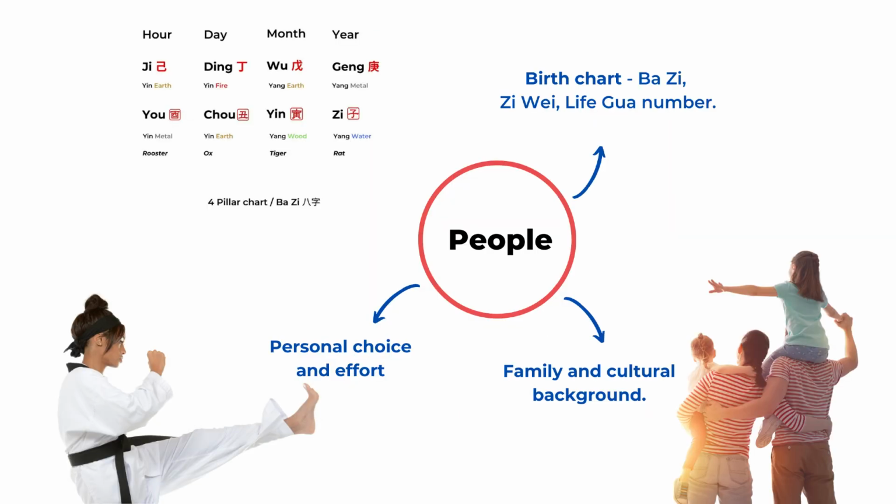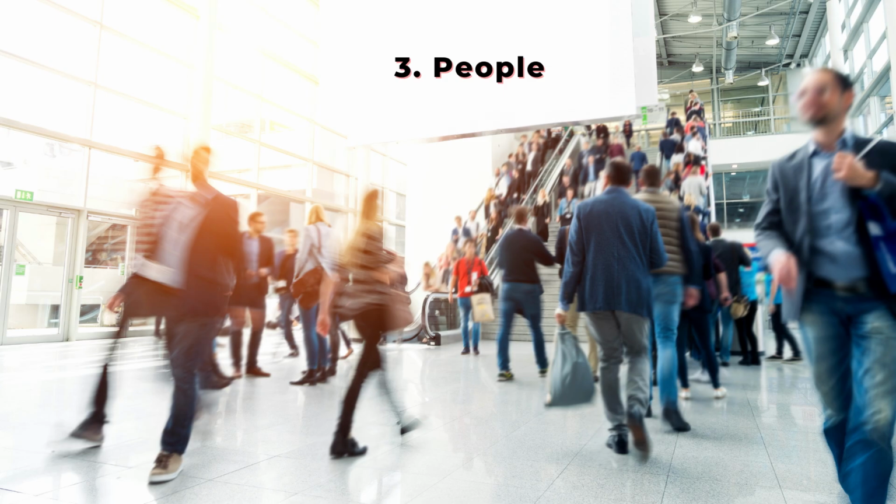And besides the birth chart, you cannot deny the power of your family, cultural background, and geographic location. They can make a big difference of your luck. And another aspect about people is your personal choice and personal effort, because we all have free will and we can make our own choice and take different actions. So our luck will change because of that too. So I think the most tricky part of the 3 component is the people.